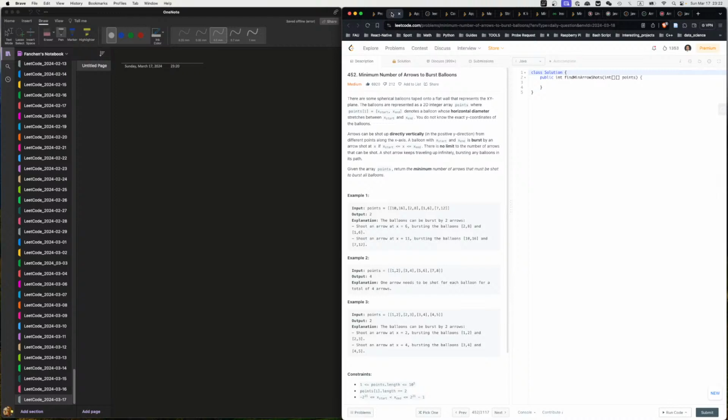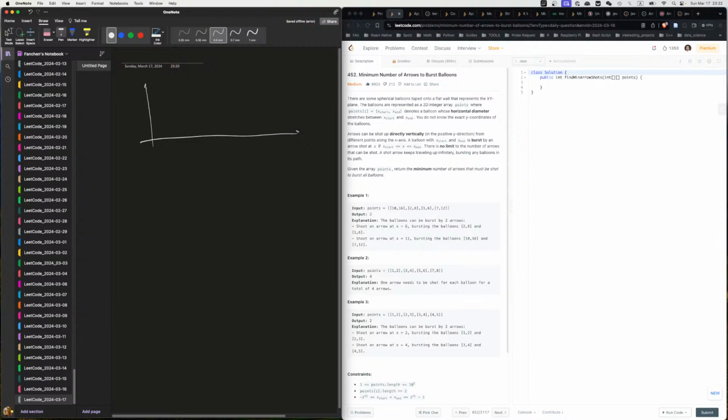So basically we want to find out which balloons are overlapping, right? That's basically what this is. We need to find out the overlapping ones. And then usually for this type of problem, you will sort, right? You sort based on, so actually we don't even need a y-axis, right? All we need is just x.